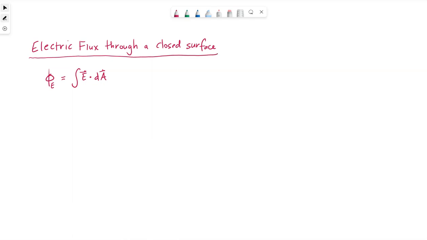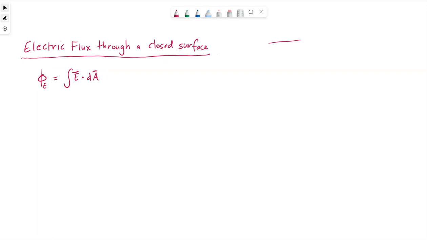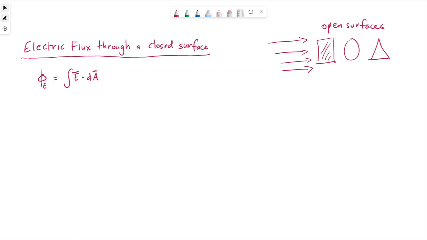We're going to talk about electric flux through a closed surface. So far we've talked about an open surface, meaning the flux. So if we have an electric field, the flux through something like a rectangle or a circle or a triangle. These are considered open surfaces because they're simply a plane.